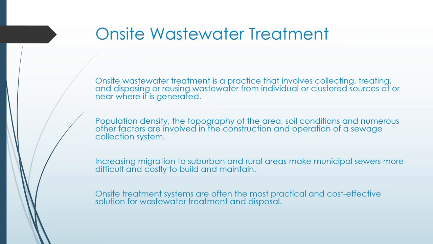So, what are some of the ways wastewater is treated? On-site wastewater treatment is a practice that involves collecting, treating, and disposing of or reusing wastewater from individual or clustered sources at or near where it is generated. Population density, the topography of the area, soil conditions, and numerous other factors are involved in the construction and operation of a sewage collection system. Increasing migration to suburban and rural areas make municipal sewers more difficult and costly to build and maintain. On-site treatment systems are often the most practical and cost-effective solution for wastewater treatment and disposal.